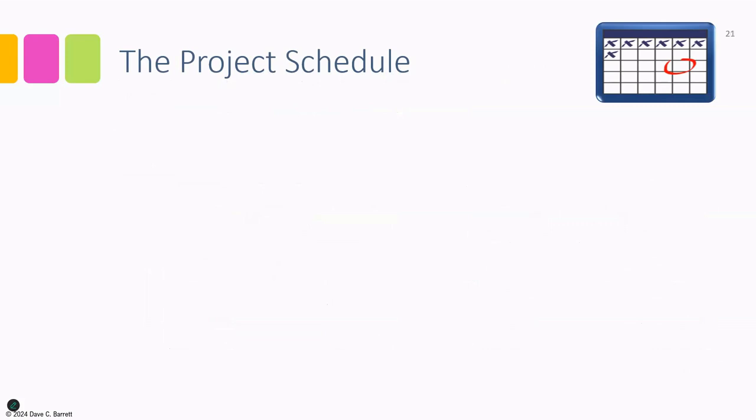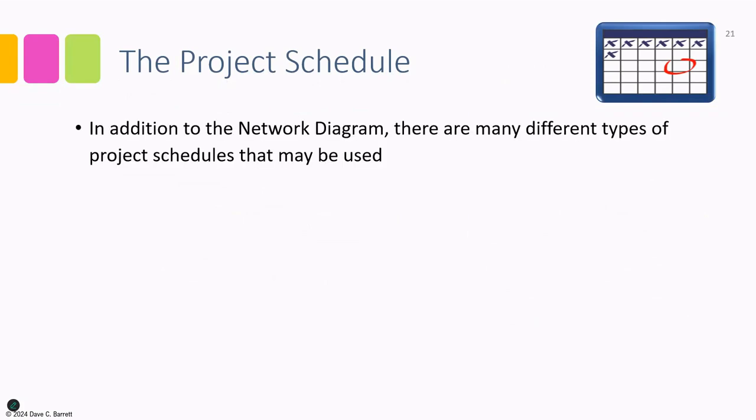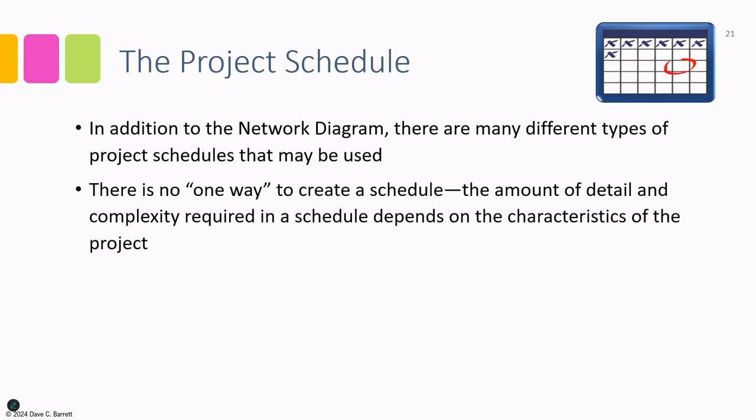Okay, onwards to the project schedule. In addition to the network diagram, there are many different types of project schedules that may be used. The network diagram is a useful tool for planning, but it's not all that great for ongoing monitoring of the project. So we have other schedule types. There is no one way to create a schedule. The amount of detail and complexity required in a schedule depends on the characteristics of the project.